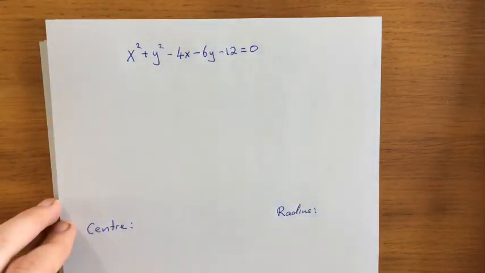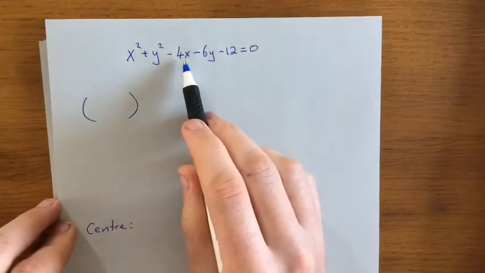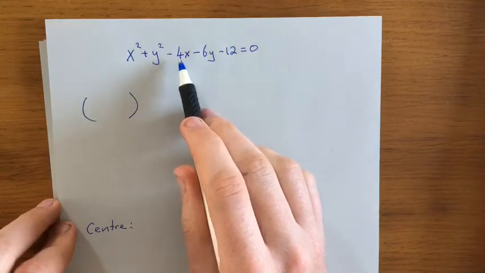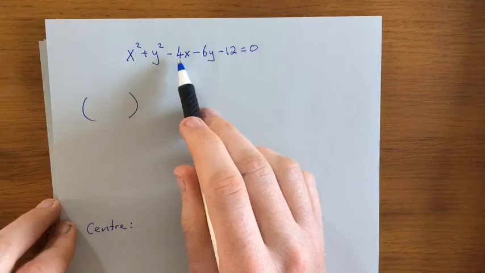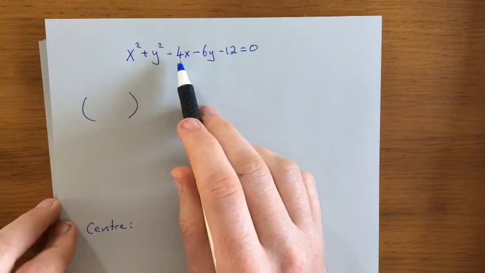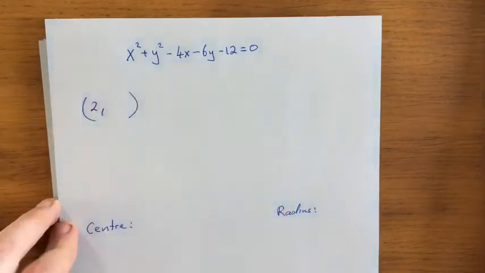Okay, so the way you do this is, for the center anyway, the center of this circle, you look at the number in front of the x and you halve it. So minus 4 would become minus 2. But then you also change the sign. So you halve it and you change the sign. So if I halve that, I'm going to get minus 2. But if I change the sign, I'm just going to get 2.